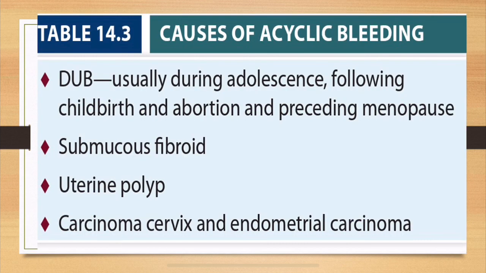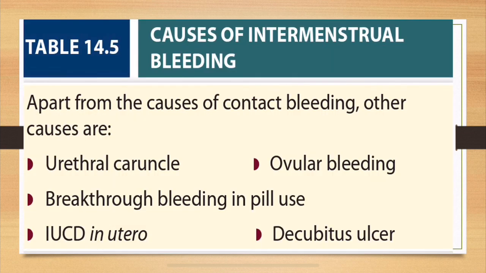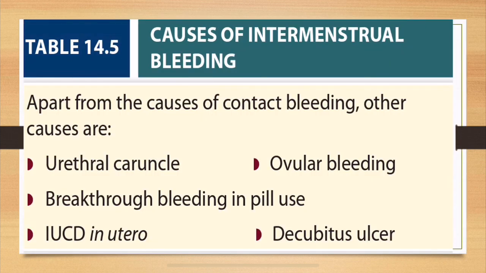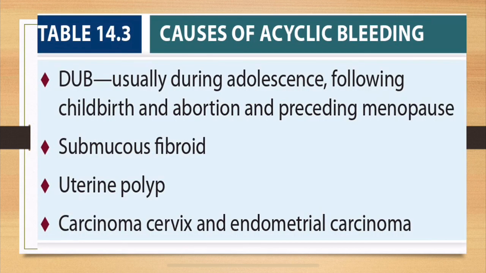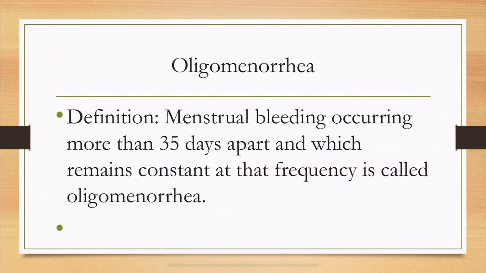Now we see the summarization of menorrhagia. It could be in the form of intermenstrual bleeding, acyclic bleeding, or contact bleeding. Intermenstrual: urethral caruncle, breakthrough bleeding in pill use, IUCD in utero, ovular bleeding, decubitus ulcer. Acyclic: DUB, fibroid, polyp, carcinoma cervix, endometrial carcinoma. Contact: carcinoma of the cervix, polyp of the cervix, vascular ectopy of the cervix, infection of the cervix and cervical endometriosis.